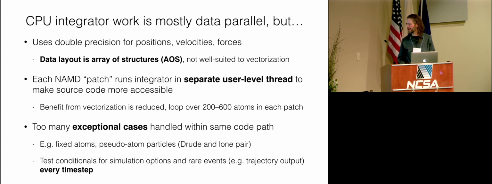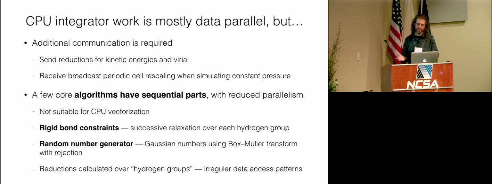And then there are too many exceptional cases all handled within the same code path. You've got all these exceptions that come in from whether or not the simulation is using fixed atoms, or whether you're supporting an advanced force field that uses pseudo-atom particles. Furthermore, the code's not really that well optimized because you're testing a lot of conditionals for these simulation options, and even rare events, like whether I'm outputting my trajectories in this step, and you're doing this every single time step. In addition, there's additional communication required because you've got to send reductions for kinetic energies and virial, and this is calculated every single step and then averaged. You also receive the broadcasted periodic cell rescaling when simulating constant pressure.